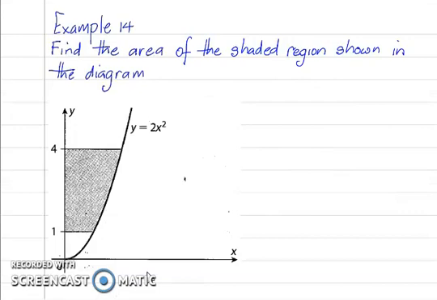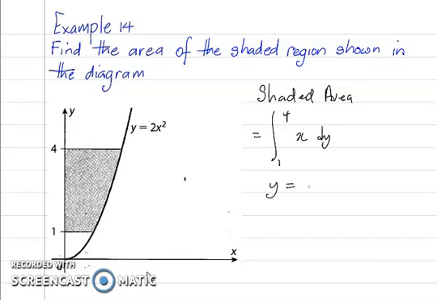All right, example 14, and this is our final example. We're asked to find the area of the shaded region in the diagram. So in the diagram, we have a curve that is bounded by the lines y is equal to 1, y is equal to 4, and the y-axis. In such a situation, the shaded area would be equal to the integral from 1 to 4 of x dy. We have x in terms of y. Now we need y in terms of x.